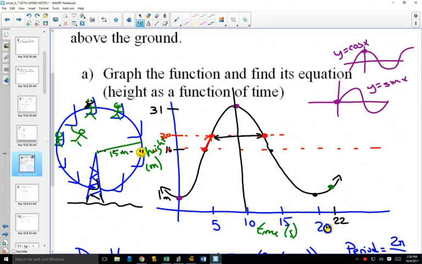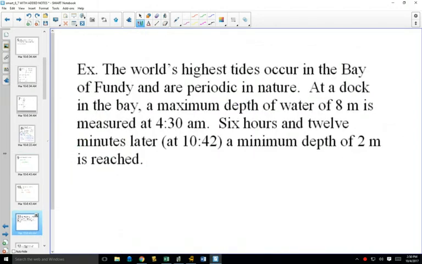All right, let's get to our last example, tides. World's highest tides, Bay of Fundy, and they're periodic in nature. So that means they follow sine and cosine curves. Again, this one we're going to have to draw a picture. So the maximum depth of 8 meters is measured at 4:30 a.m. 6 hours and 12 minutes later at 10:42, a minimum depth of 2 meters is reached.